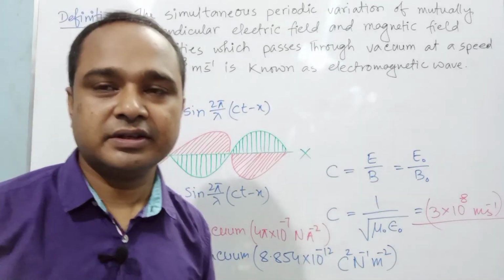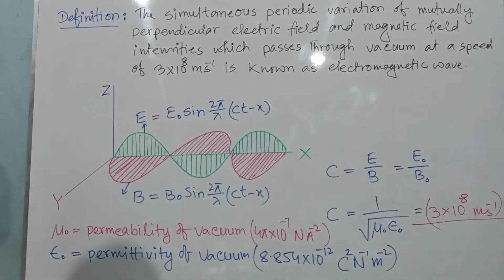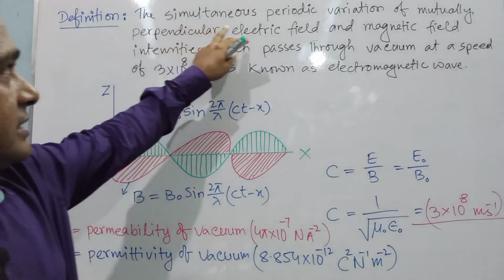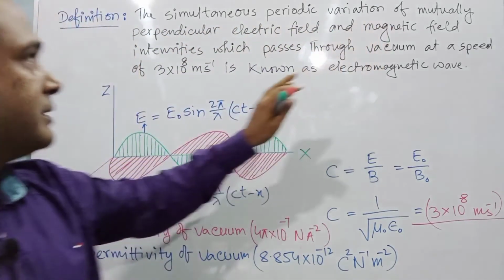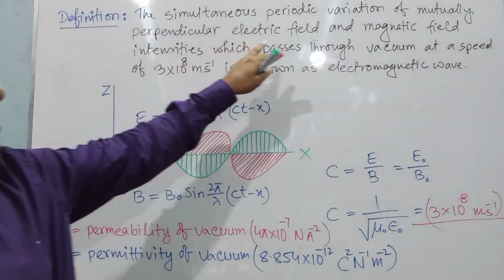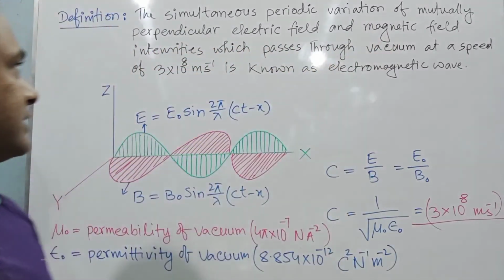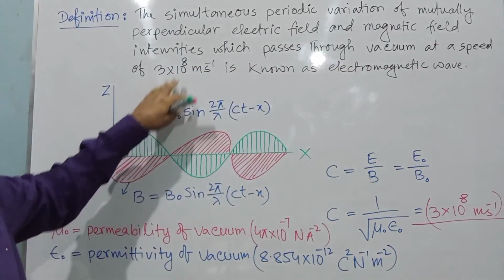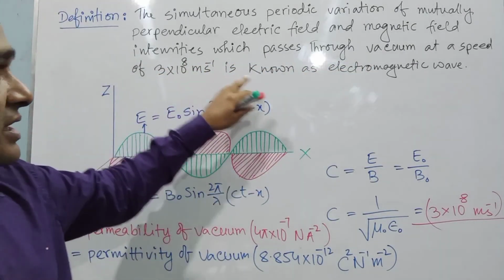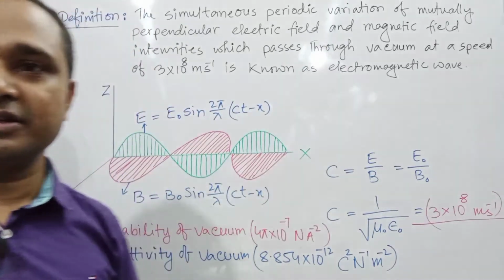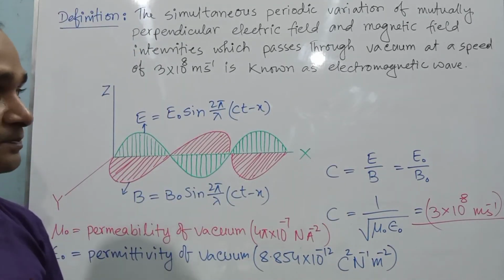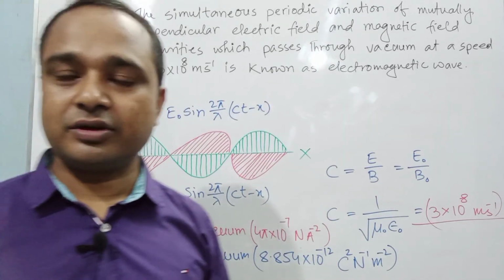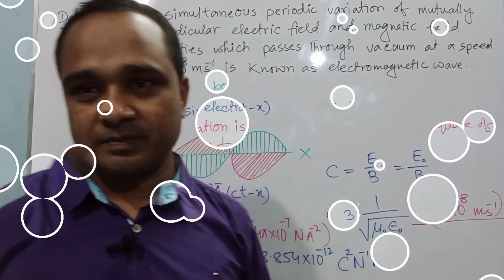Dear student, finally we can state the definition of electromagnetic wave: the simultaneous periodic variation of mutually perpendicular electric field and magnetic field intensities which passes through vacuum at a speed of 3 into 10 to the power 8 meter per second is known as electromagnetic wave, right? Now we see some important properties of electromagnetic wave.